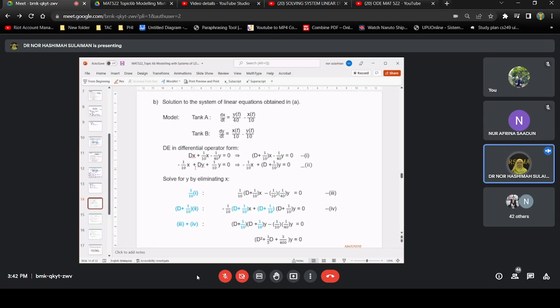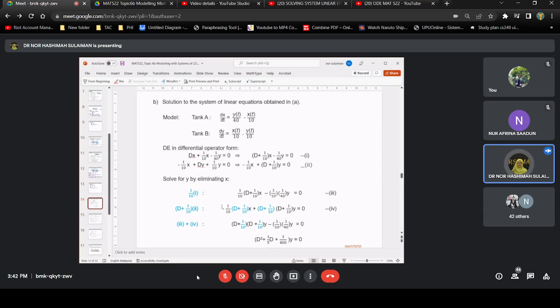And then the same thing is done for the second equation, particularly for tank B punya model ni. Alright, so you can dapat bentuk macam ni. The term containing the y is being combined, so dapat bentuk macam ni. Lepas tu you perform the elimination. It's up to you whether you want to start off by eliminating the x first, followed by solving the y, or you may want to solve for x by eliminating the y.